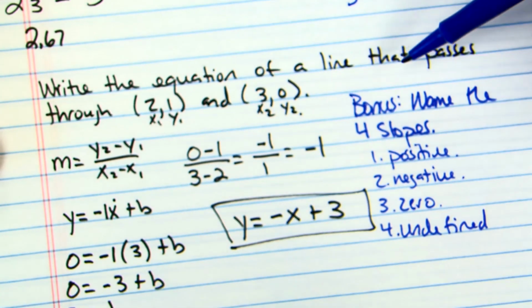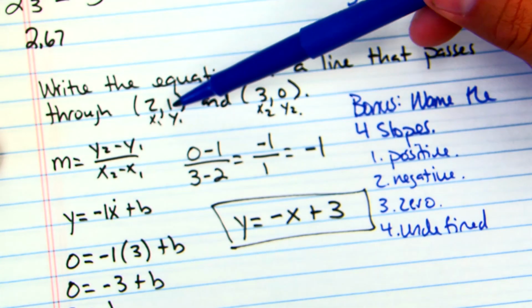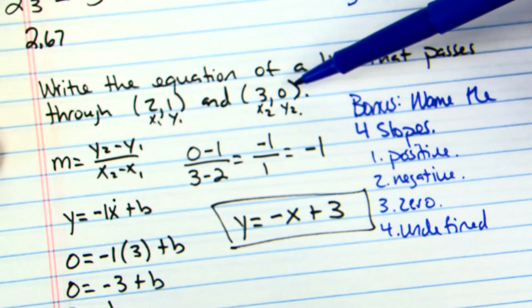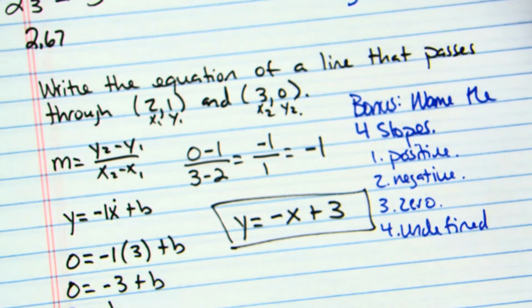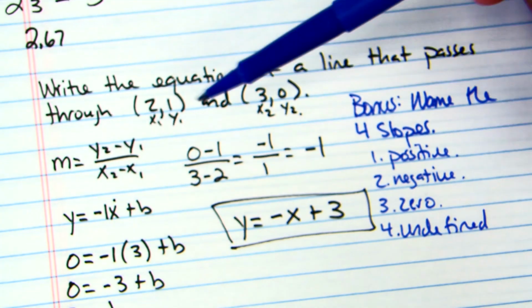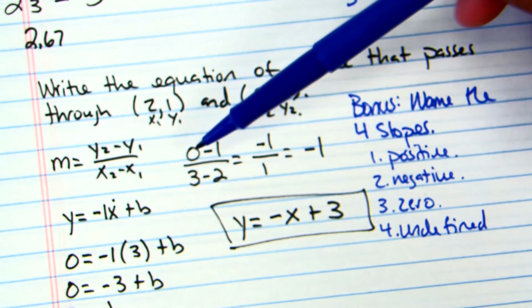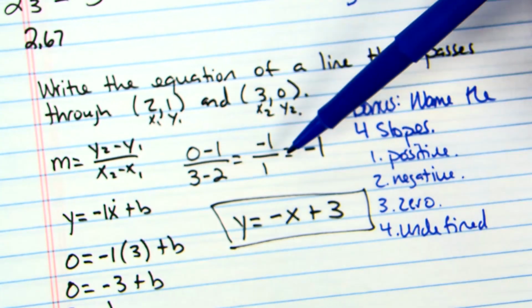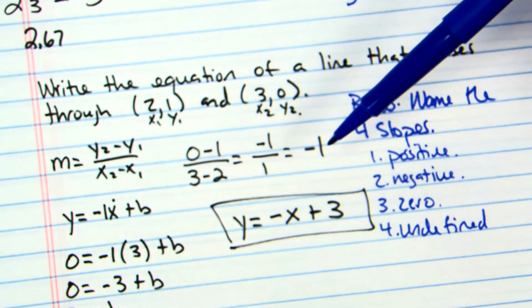Write the equation of a line that passes through 2, 1 and 3, 0. Once again, the big picture, I need to find the slope, and I need to find the y-intercept. Okay, so on this problem, I'm going to use these points to find slope. 0 minus 1 over 3 minus 2 results in a negative 1. So my slope is negative 1.